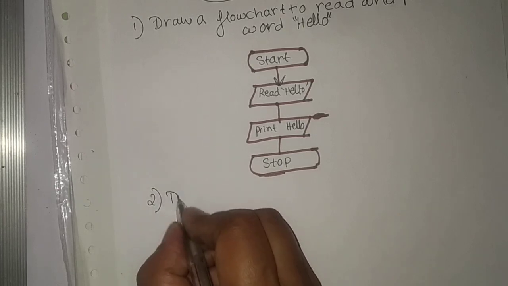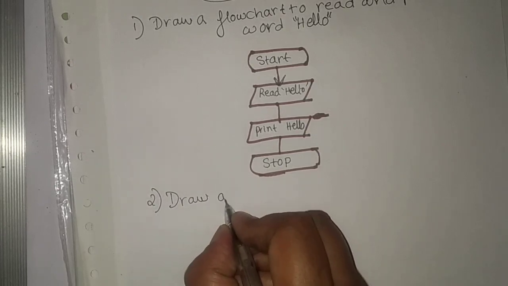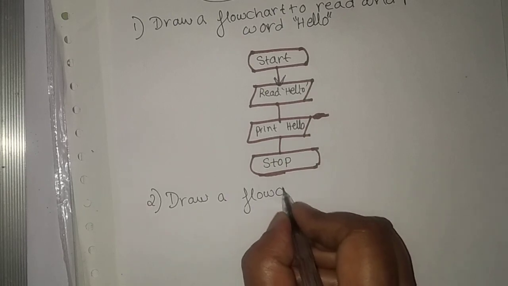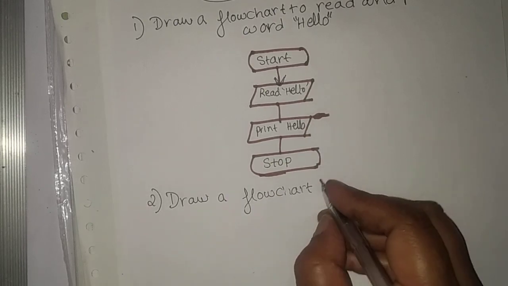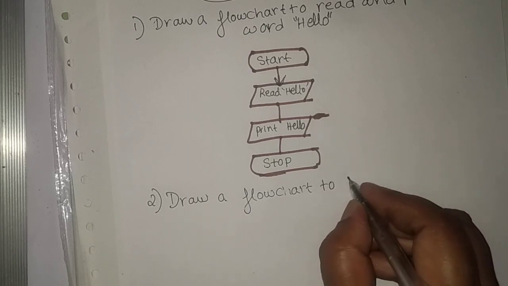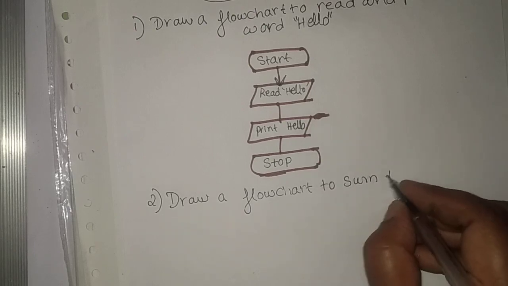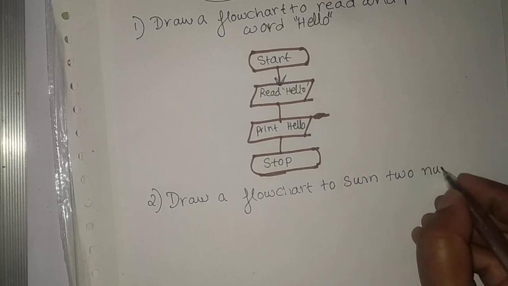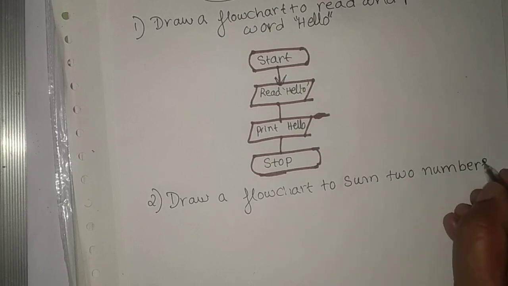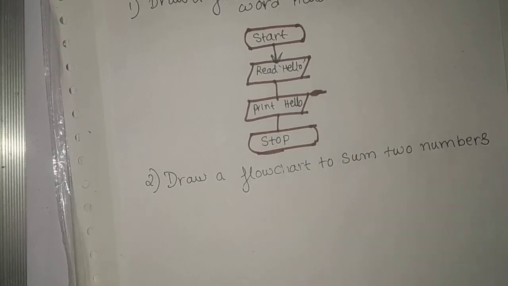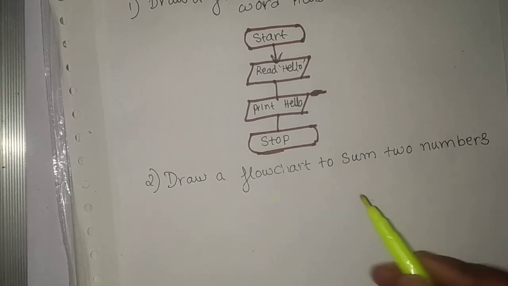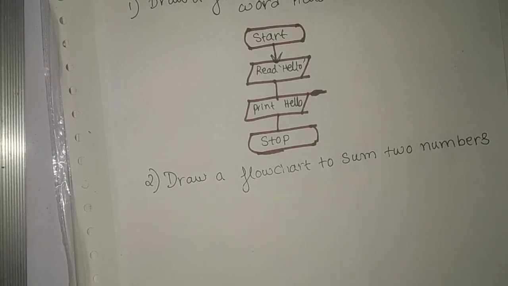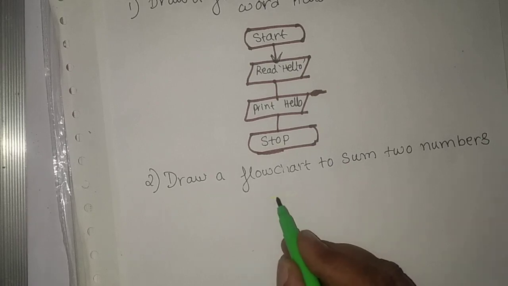Second one, draw a flowchart to sum two numbers. To sum two numbers. So we'll start. I'll take this.